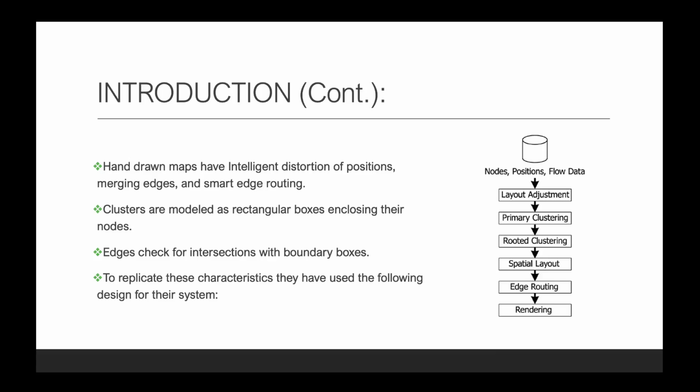We can see the input parameters, the nodes, positions and flow data. Then we apply layout adjustment, primary clustering, rooted clustering, spatial layout, edge routing and rendering.